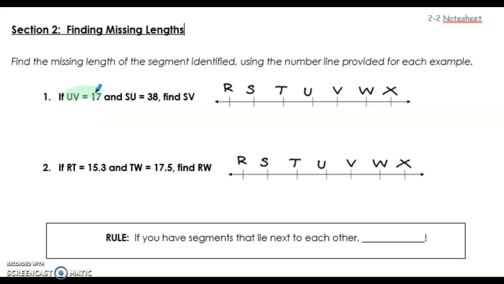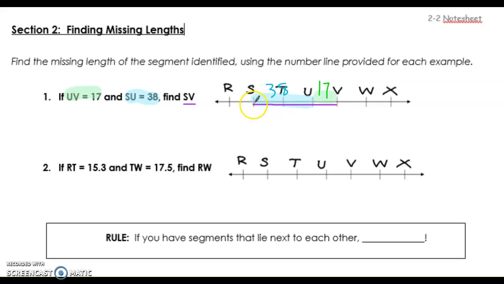So it tells us in number 1 that UV is 17. So here's U, and we're going over to V. We know that that measurement is 17. It also tells us in the problem here that SU is 38. So here's my S, and I come over to U, and again, it tells us that that measurement is 38. So I'm going to go ahead and label that. The question in general is asking us to identify or find the length of SV. So here's my S, and I'm moving it on down to V, and I want to know the total length.